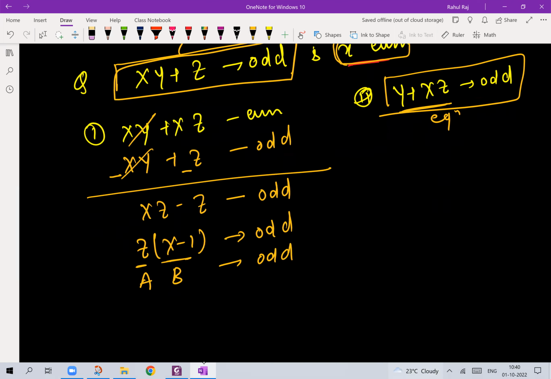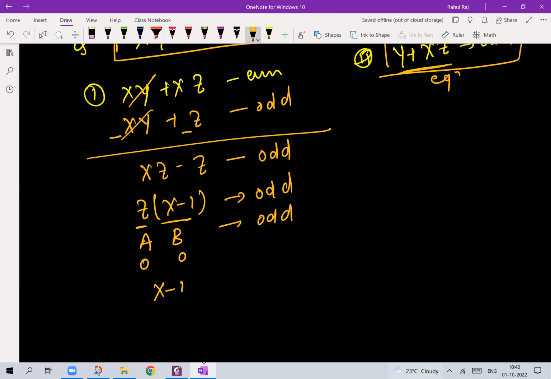The product of two numbers can be odd only when a and b both are odd. Just think about it. Multiply any numbers: 3 into 3 is 9, 5 into 5 is 25. Only when both the numbers you multiply are odd is the product odd. So here z has to be odd, and x minus 1 has to be odd. And if x minus 1 is odd, x is equal to what? Odd plus 1. So x is an even number.